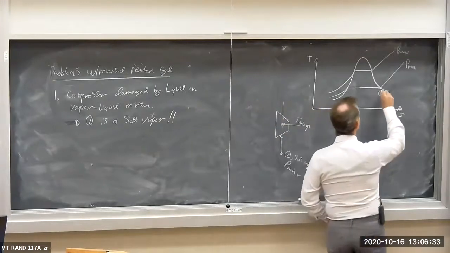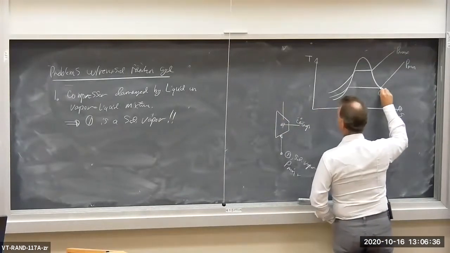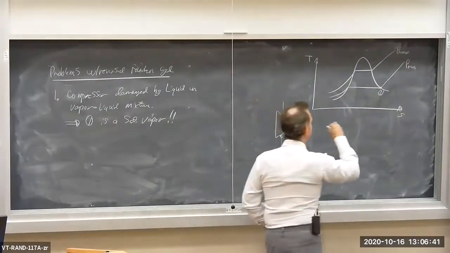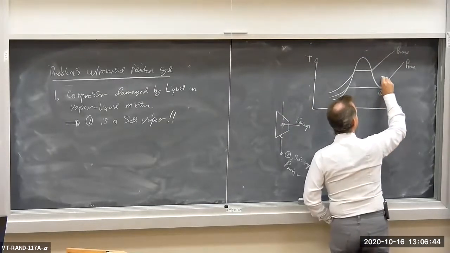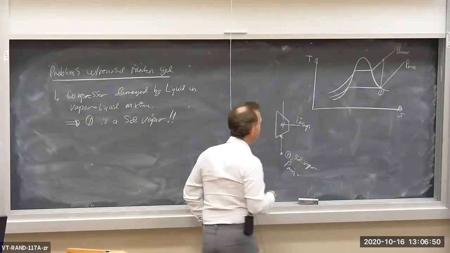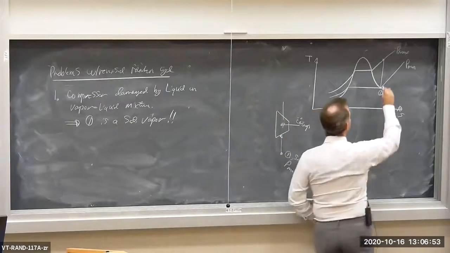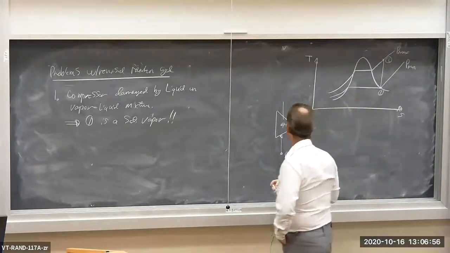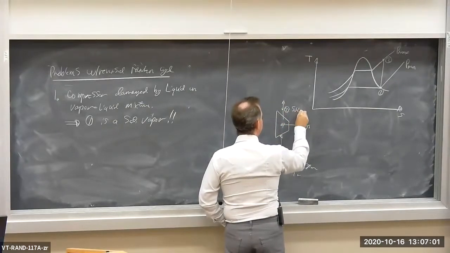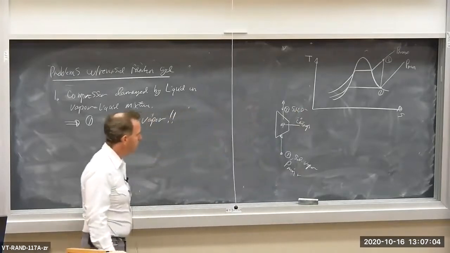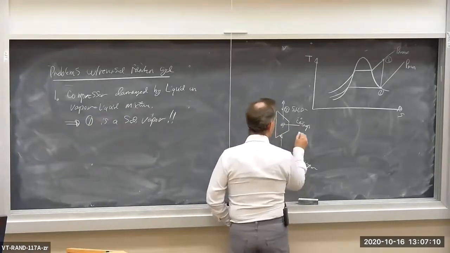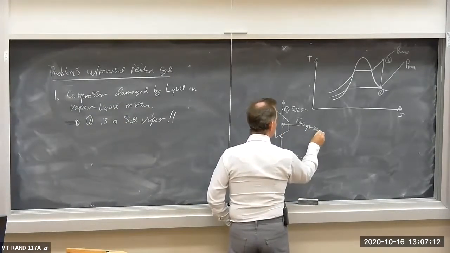Okay, so now we're going to compress it. Let's do it reversibly. This is going to be an ideal cycle. So I'm going to compress it isentropically because it's reversible and adiabatic. So we end up at state 2. At state 2, we have a superheated vapor. Okay? Superheated vapor at state 2 out of the compressor. So this is the compressor.